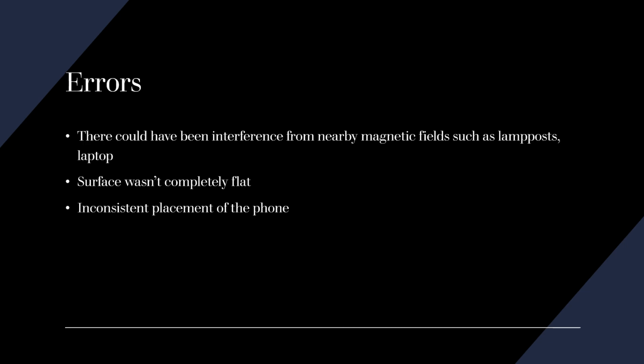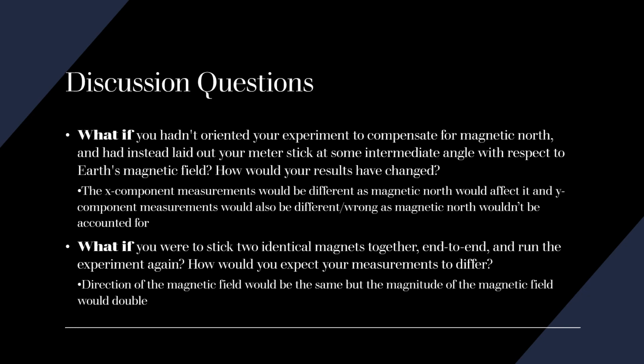Some errors: there could have been some interference from nearby magnetic fields, the surface I was using wasn't completely flat, and the phone placement was kind of inconsistent as well. To answer the first question, the x component measurements would be different, as magnetic north would affect them, and the y component measurements would also be different or wrong, as magnetic north wouldn't be accounted for.